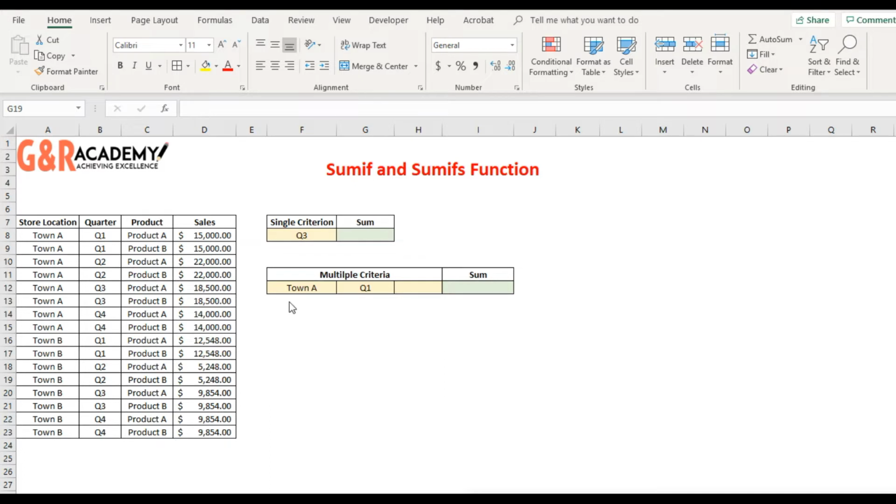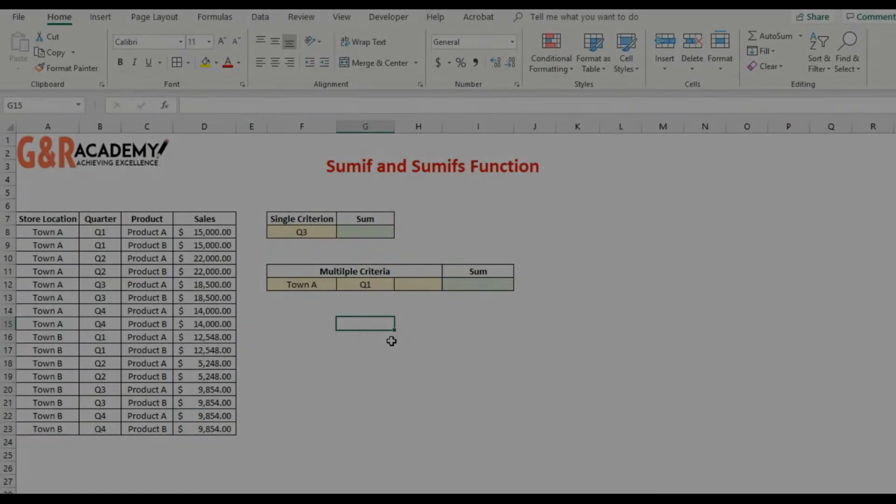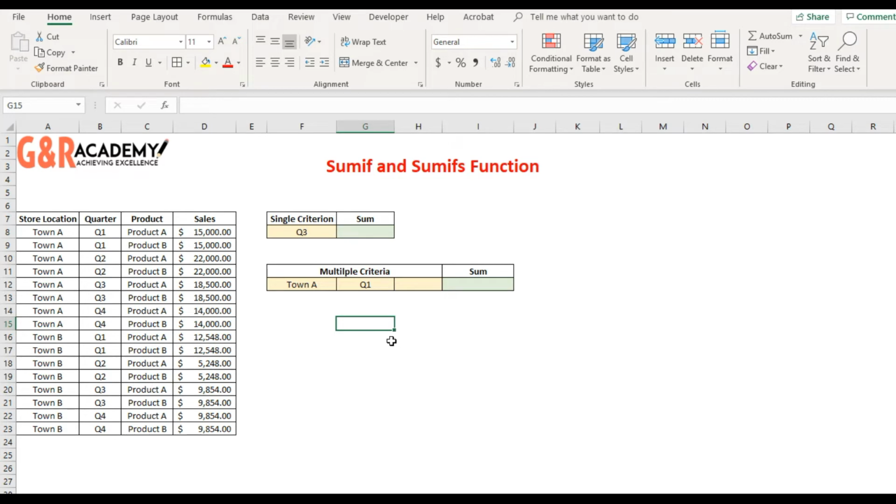Now in the real world, I would like to calculate the sales based on some criteria. The criteria could be single or multiple. Let's see how we can calculate the sum based on criteria in Excel. We can make use of the SUMIF function if we have a single criterion. Here, we want to sum the sales only for quarter 3.